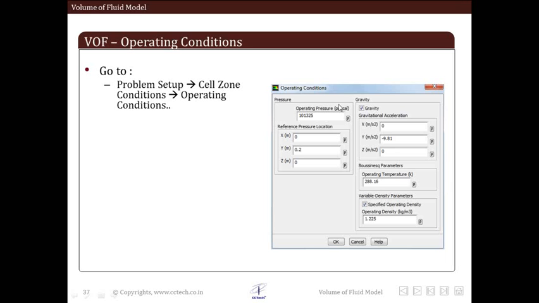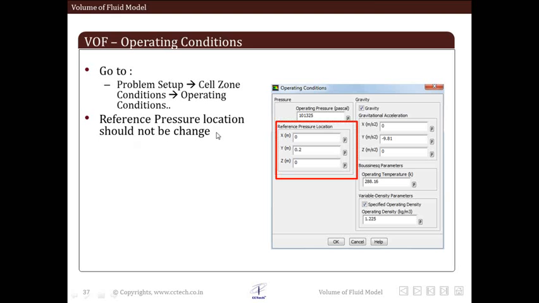As you can see, we can set the operating pressure here, we can set the reference pressure location, we can also click whether gravity is on or off, and we can set the magnitude and direction of gravity. We can also set the operating temperature for Boussinesq parameter, and also we can set an operating density. Now make a note that the reference pressure location should not be changed here. We keep as it is what appears by default.